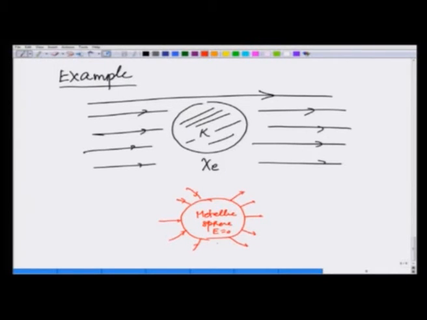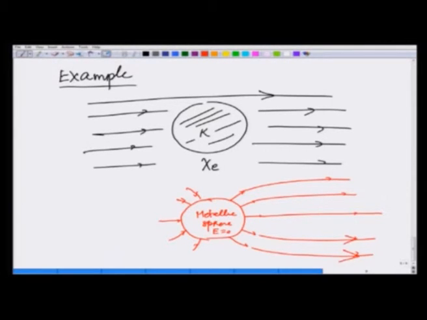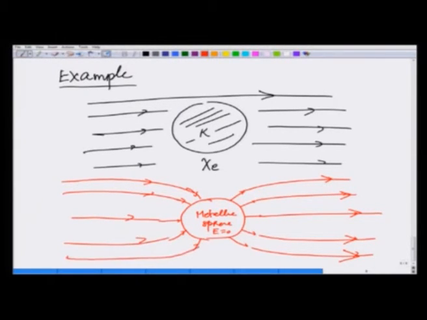And far away, the effect of this sphere would wear off, and therefore, I should have the same field as the applied field. So, this is what I would expect in a metallic sphere, and the field out here would go something like this. What would happen in a dielectric?